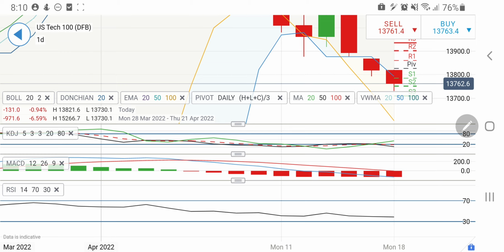And yes, a confirmed long entry is only above 13,850. So take your positions accordingly. Now let's have a look at FTSE 100.